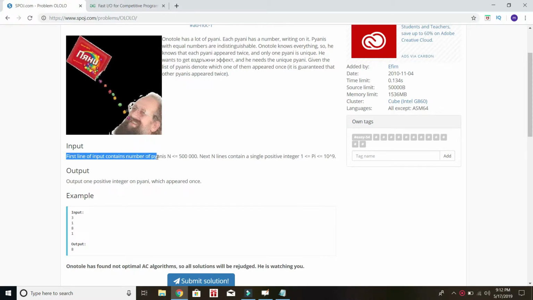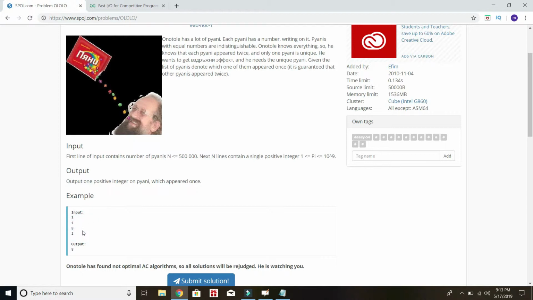will be asked to input a number n that represents the number of Pyanis. I don't know what Pyanis are, but you would be asked to input a number n with the constraint n less than or equal to 500,000, and then the next n lines will each contain a single positive integer ranging from 1 to 10 to the power 9. So the input would be like 3. This is our n, the number of Pyanis, and then the values of those Pyanis.